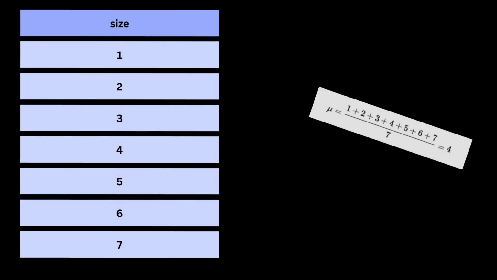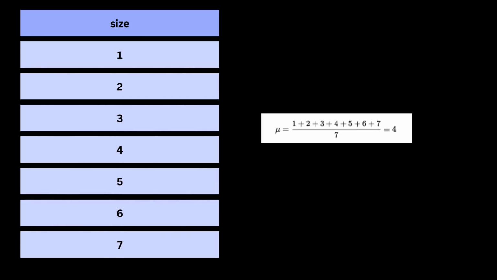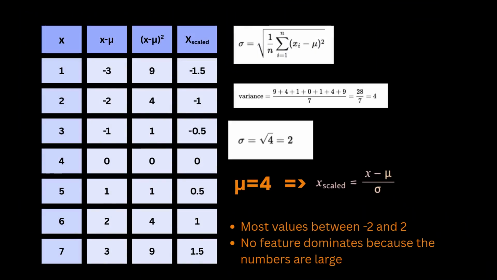Suppose we have a feature, house size. Values are 1, 2, 3, 4, 5, 6, 7. First, we compute the mean. Next, we compute the standard deviation. This measures how spread out the data is. Now we scale one value, say x equals 6.